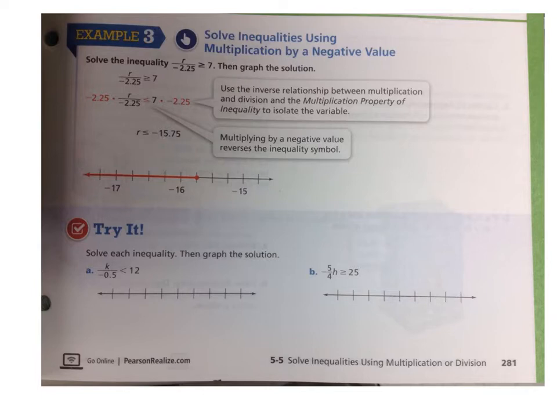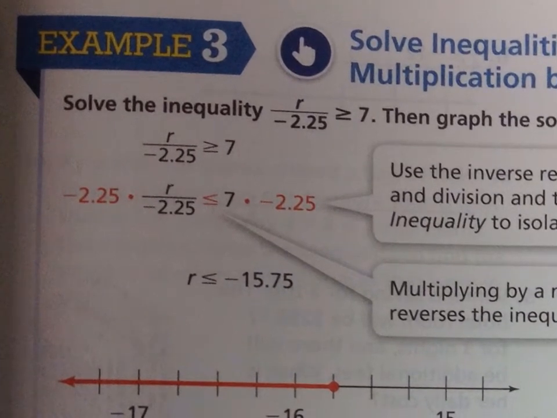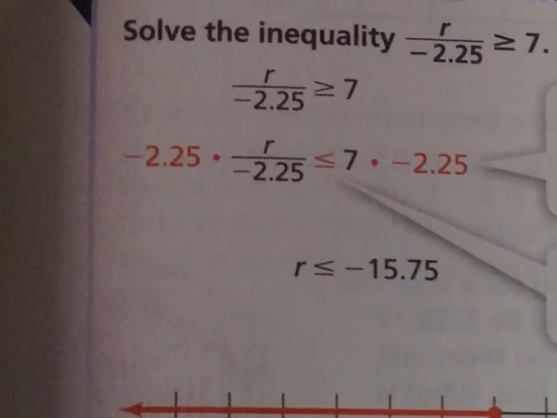If we look at example 3, they want us to solve this inequality. R divided by -2 25/100 is greater than or equal to 7. This one's being divided, so we need to multiply. Okay. When we're multiplying, we're actually multiplying by a negative number. Multiplying by a negative number is going to switch that inequality sign around. So it was greater than or equal to, it's changing to less than or equal to. And then when we graph that, that's going to be a closed circle and going to the left.